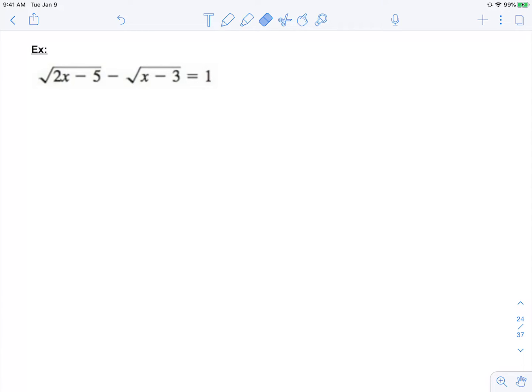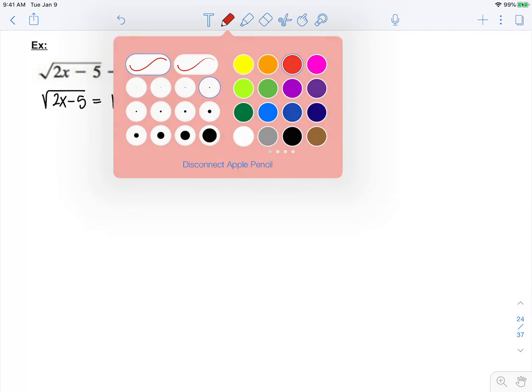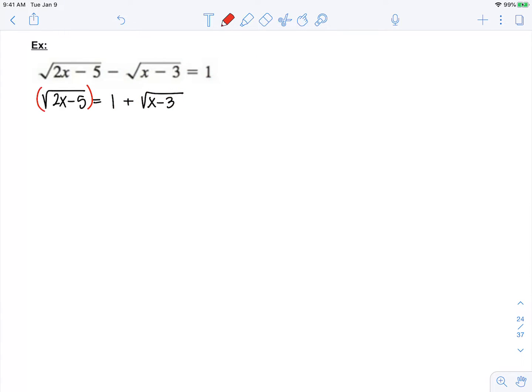Now this example here is a little bit harder because there's two square roots, but we still follow the same steps. The first thing I'm going to do is isolate one of my square roots. So I'll isolate this one. Square root of 2x minus 5 is 1 plus the square root of x minus 3. Now to cancel this square root, I'll square this side and I'll square this side, which might create extraneous solutions.